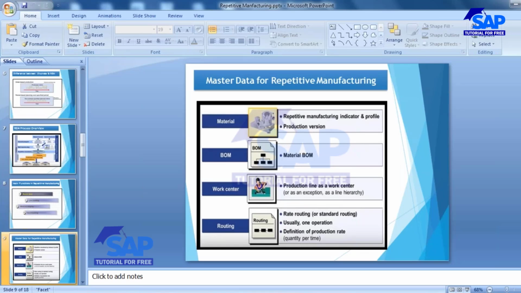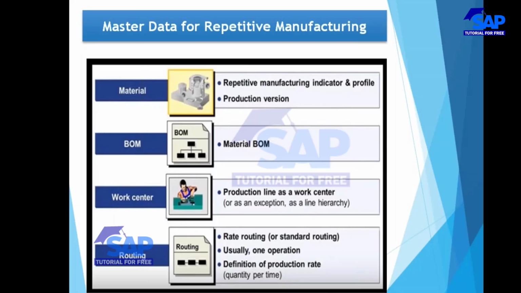Okay, so now let's start with the master data. The master data required for repetitive manufacturing is first the material master. Whenever you are going for repetitive manufacturing, you will be making some additional settings in the material master: you will be activating the repetitive manufacturing indicator, assigning the repetitive manufacturing profile, we'll discuss what this profile is and what its use is, and then you will be assigning a production version. What this production version is and how it's created, we'll discuss.